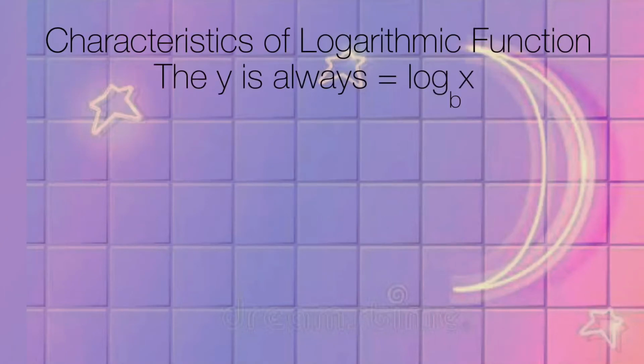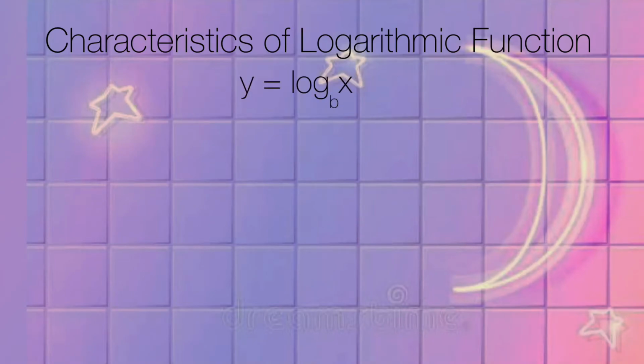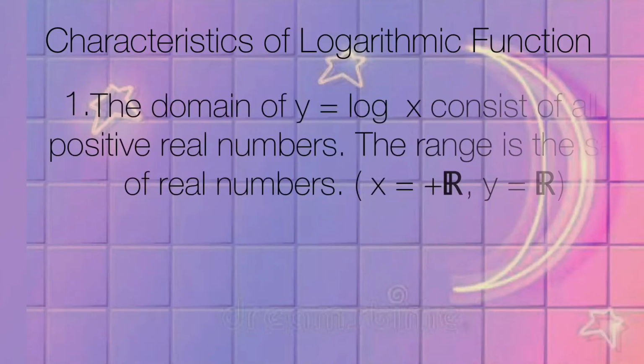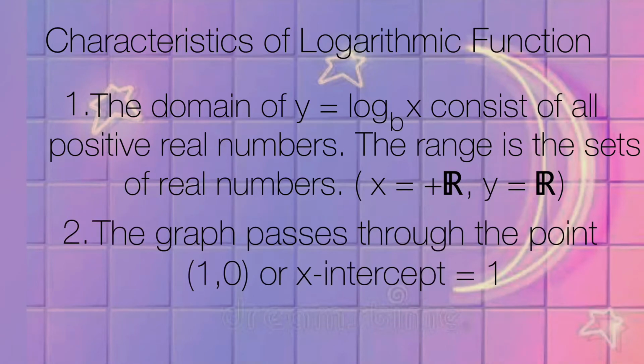Before we learn the graph of the logarithmic function, let's discuss first the characteristics of it. The y is equal to logarithm of x with the base of b. The given y is also equivalent to f of x. First characteristic: the domain of y is equal to logarithm of x with the base of b consists of all positive real numbers. The range is the set of real numbers. Second, the graph passes through the point (1, 0), or the x-intercept is equal to 1.